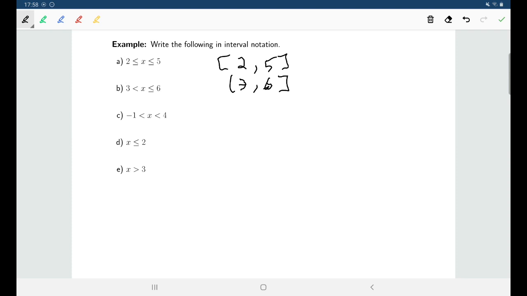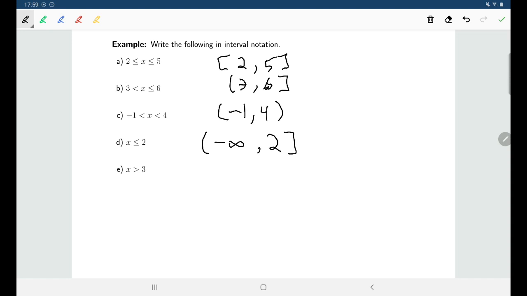For the next one, x is between -1 and 4, not including the -1 and not including the 4, so round brackets around both of them. For d, x is smaller than or equal to 2, so it's all the values from 2 all the way to the far left, or in other words, from negative infinity up to and including the 2. Negative infinity is not a number, so we're not including it, but the 2 is a number and it is being included, so square brackets around that.